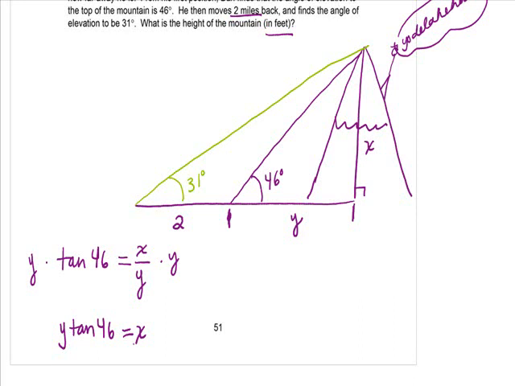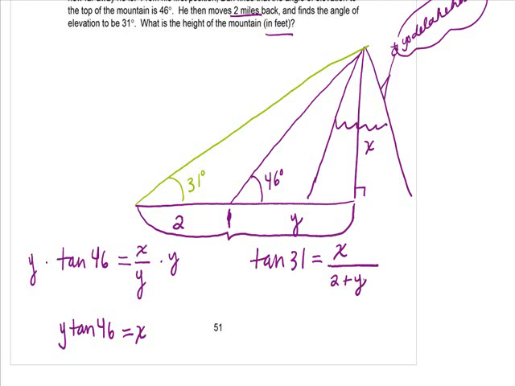I'm going to hang on to that and go ahead and go to my next angle. So now, Mr. Stern, relative to the 31-degree angle, what two sides do I have? Opposite and adjacent again. So tangent of 31 equals x over the quantity 2 plus y. Yes, this whole distance here is the entire adjacent side. We have to add those two lengths together to get 2 plus y.